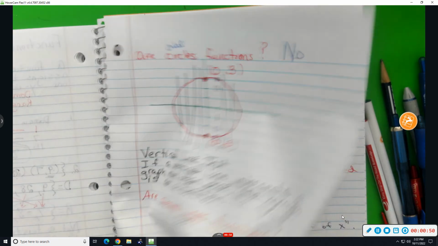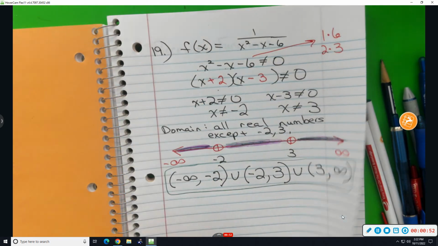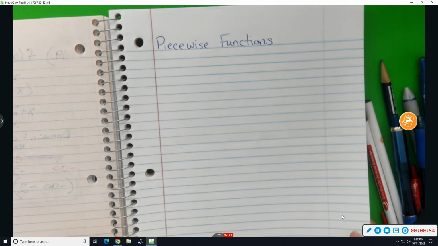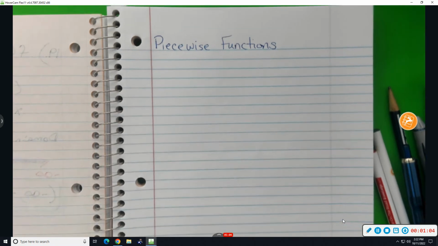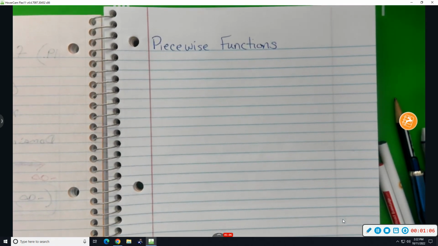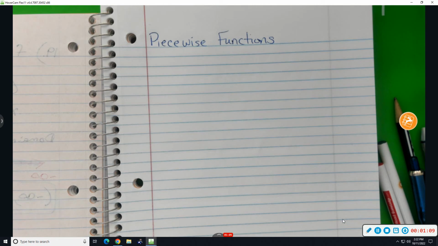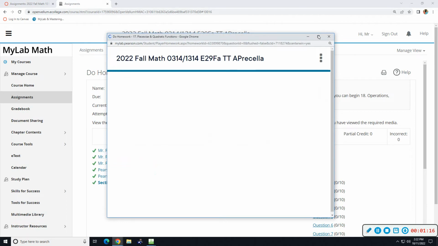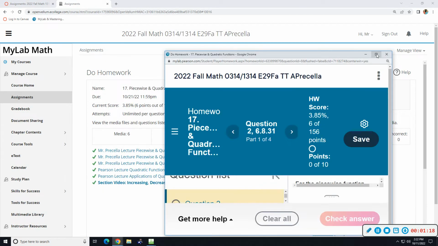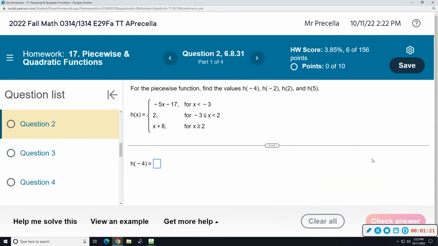Today we're going to start off by looking at a particular type of function, something called a piecewise function. And there's not a lot for me to say before just jumping into an example. Let's look at problem 2 in this assignment. That's a really good first one. It looks sort of intimidating. It says for the piecewise function.